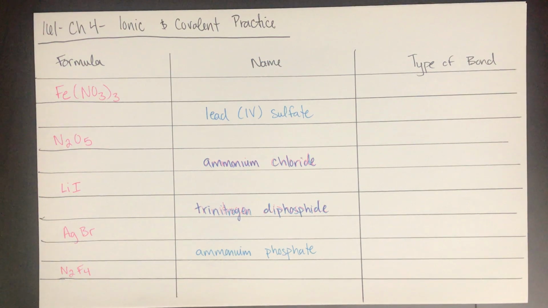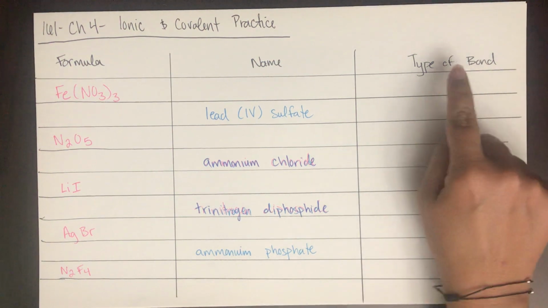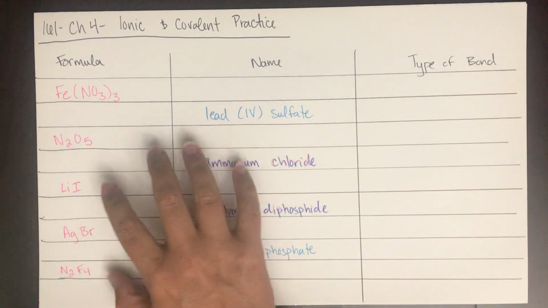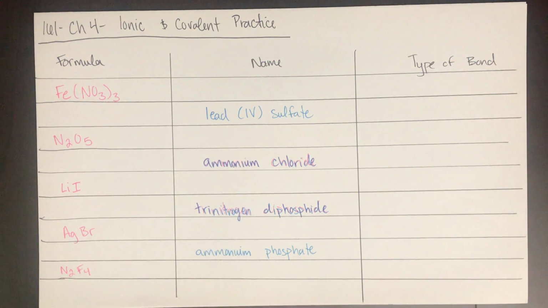So the first thing that you should always do is determine what type of bond it is, because the type of bond is going to determine the set of rules that you use for naming or writing the formula. Okay, so let's just start up here at the top.